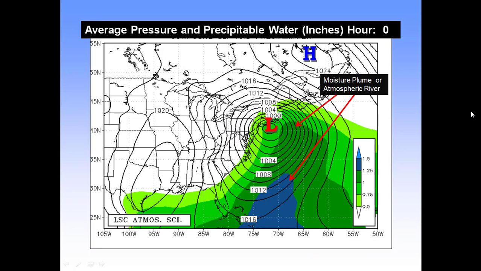And so here you can see as this system develops, this is very tightly packed, and here's all the moisture back in through here. So this scale just denotes how much moisture is in the atmosphere. So the darker the colors into the blues, it means that this is the liquid equivalent of the amount of moisture in the atmosphere. So this would be in inches.